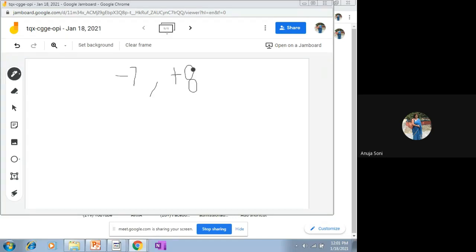What are those three representations? One is the sign magnitude representation, another is 1's complement representation, another is 2's complement representation. So the first question in front of you is -7. You need to convert 7 into binary form. What is that? So 1, 1, 1.